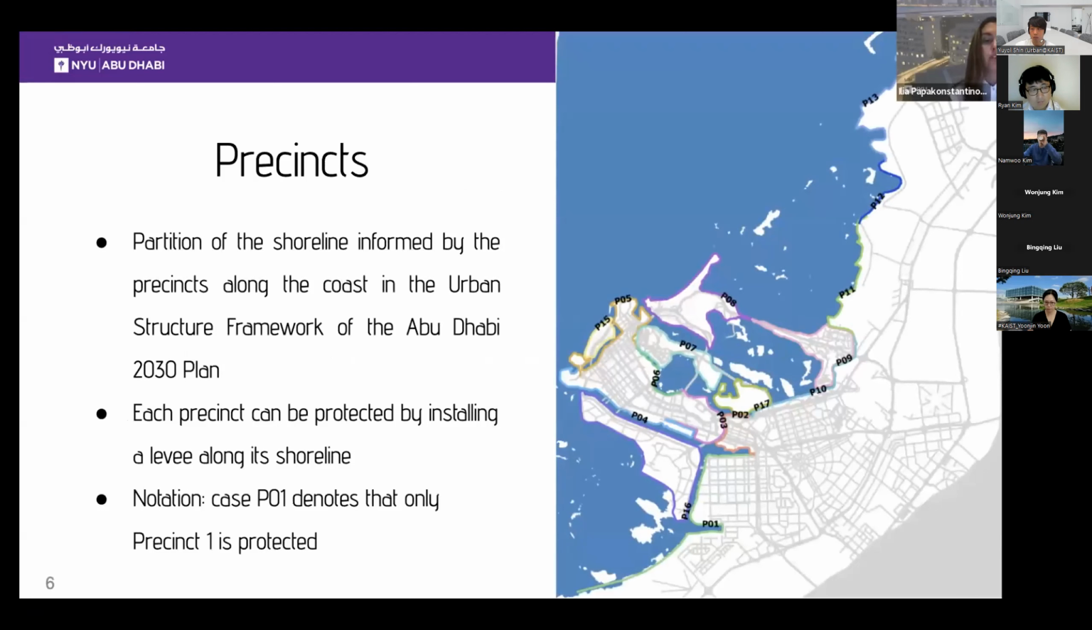In this work, we consider that each precinct can be either protected completely by installing a levee along the shoreline or not protected at all. For notation purposes, we consider that the case P01 denotes that only the first precinct, number 1, is protected.